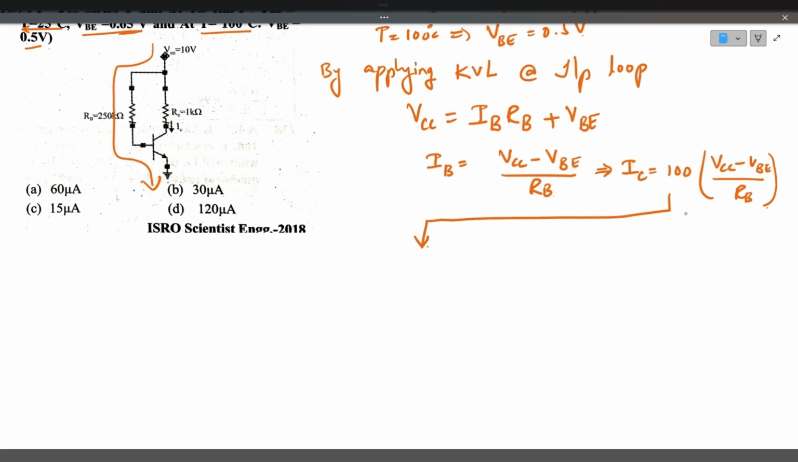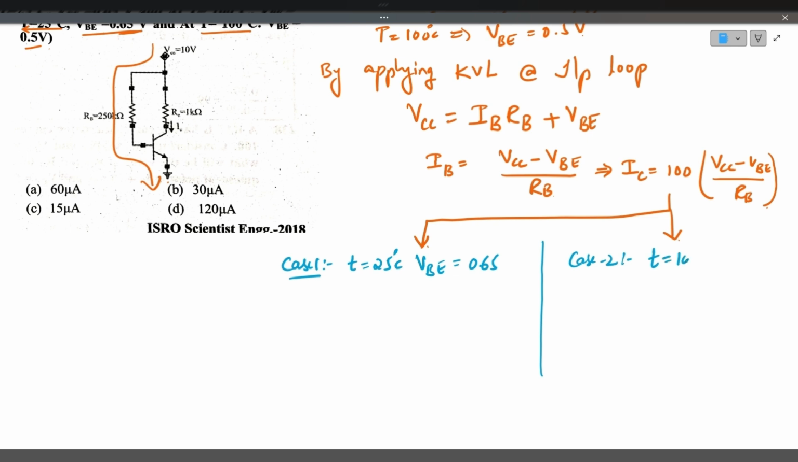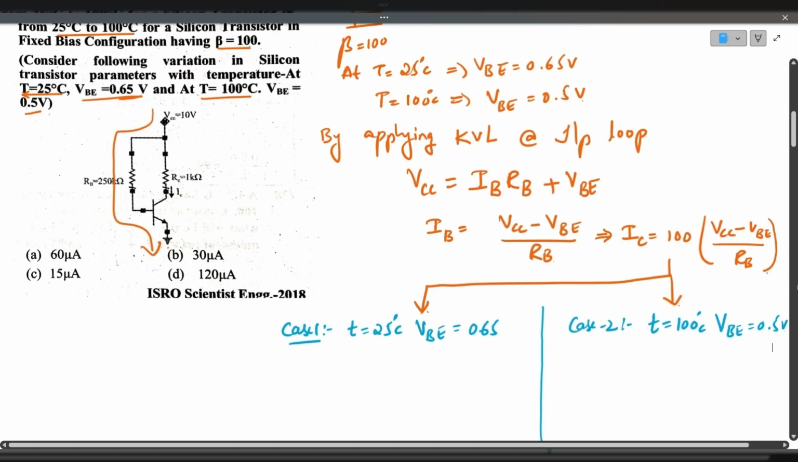This is case 1, this is case 2. In case 1, we have temperature T equals 25 degrees. VB, the base emitter voltage, is given as 0.65. In case 2, we have a temperature T equals 100 degrees centigrade. VB is 0.5 volts.